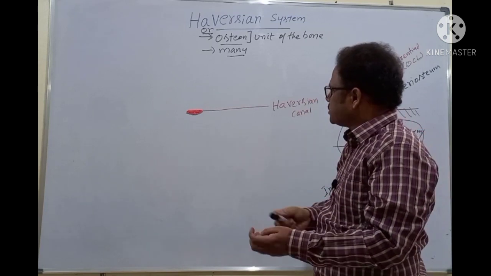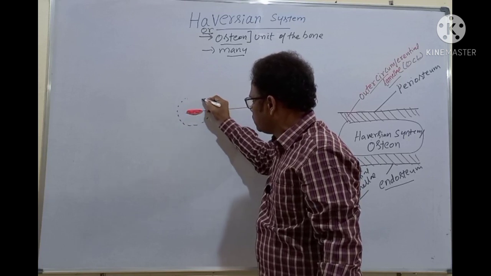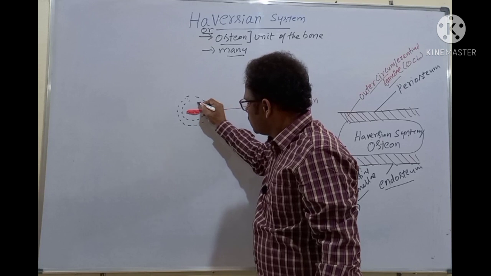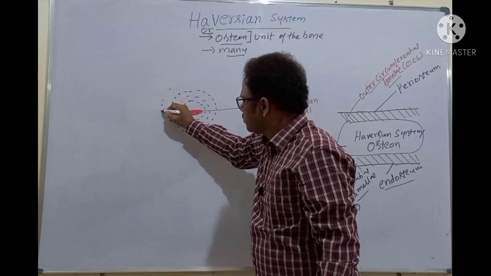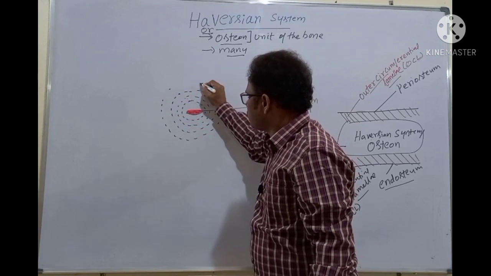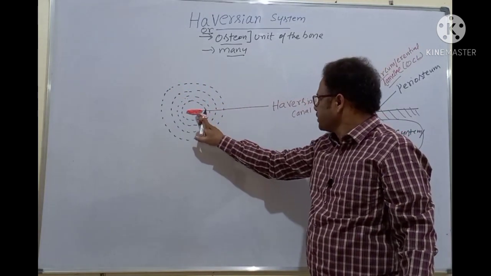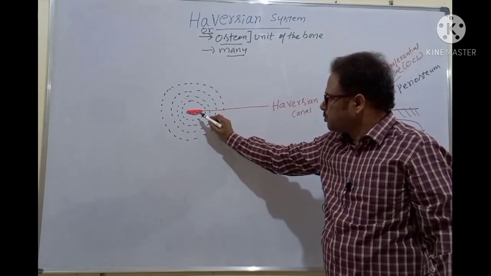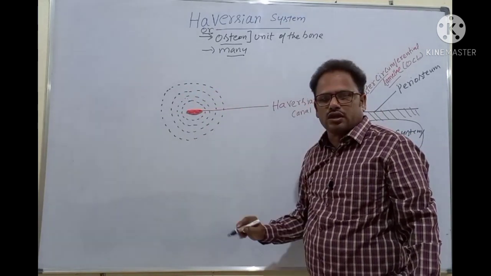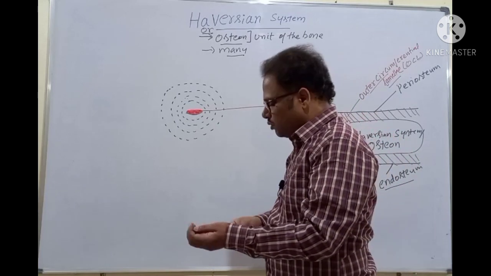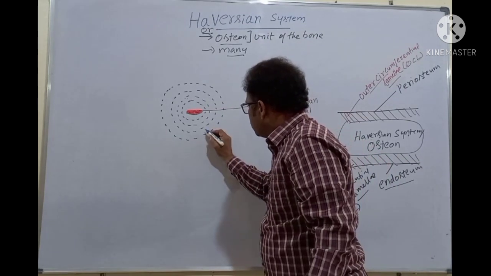The Haversian canal is surrounded by the concentric circles. Here like this, one circle, circle, circle, circle. So these concentric circles are there around the Haversian canal. This one is a Haversian canal. Here one concentric circle, circle, circle, many concentric circles are there here. So interspersed among these, there are the lacunae.